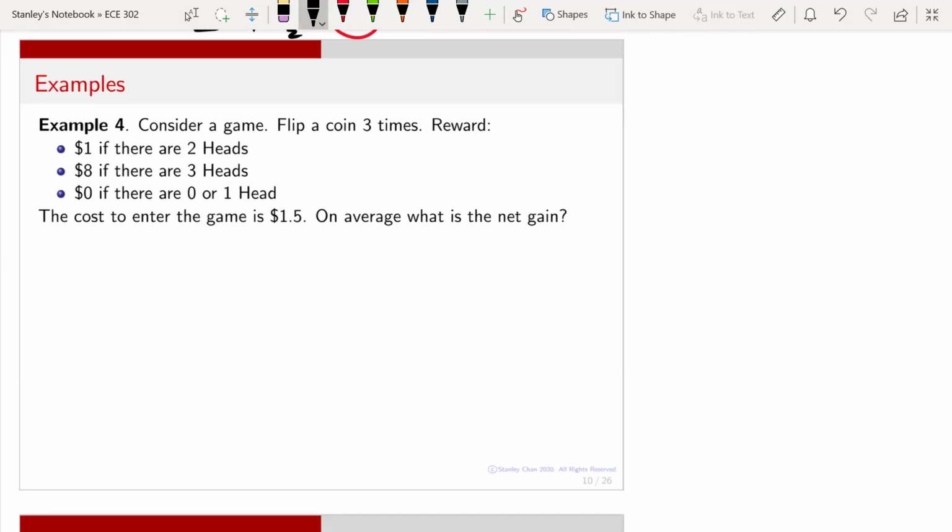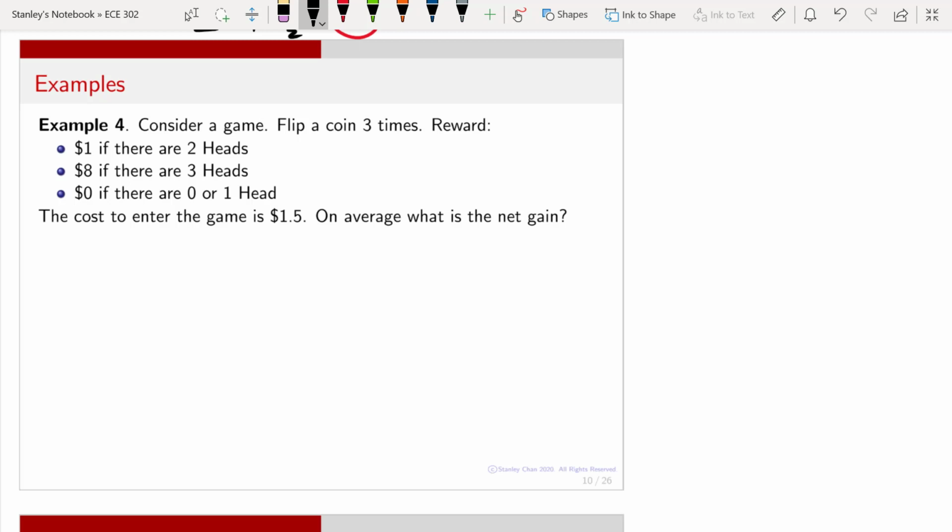Here is another example. Consider a game, and let us flip a coin 3 times. You will get the following 3 types of rewards. You will get $1 if there are 2 heads, $8 if there are 3 heads, and you get 0 if there are 0 or 1 head. The cost to enter this game is $1.50. On average, what is the net gain?